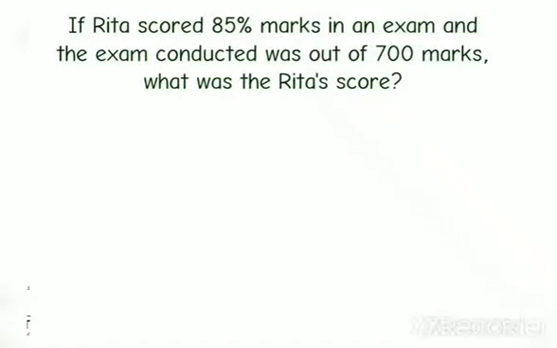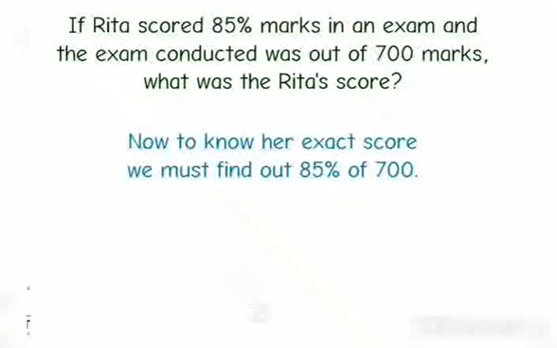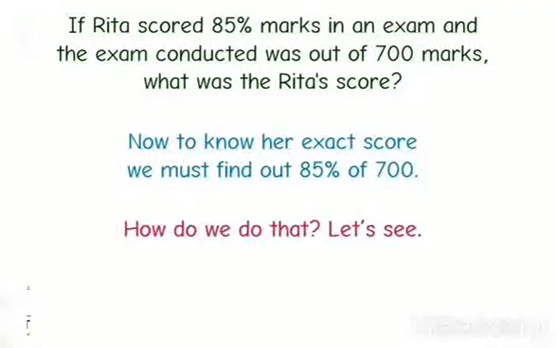Let's try to solve some word problem. If Rita scored 85% marks in an exam and the exam conducted was out of 700 marks, what was Rita's score? Now to know her exact score, we must find out 85% of 700. How do we do that? Let us see, children.